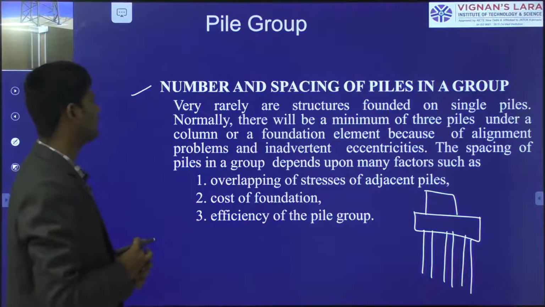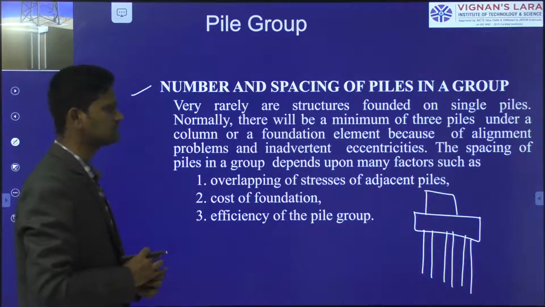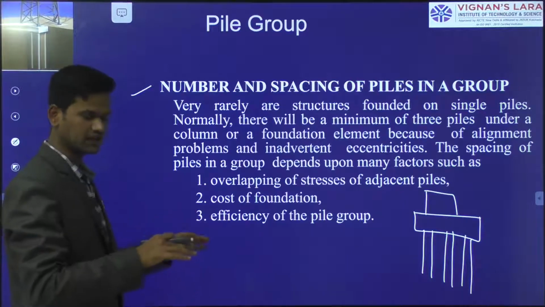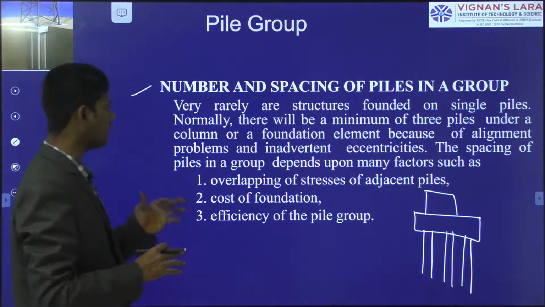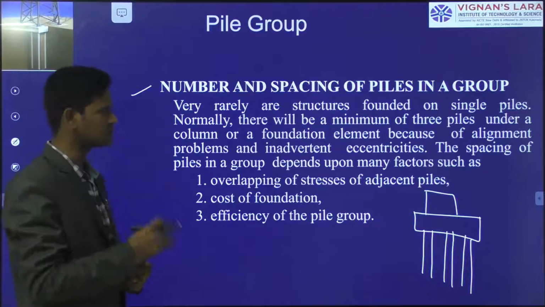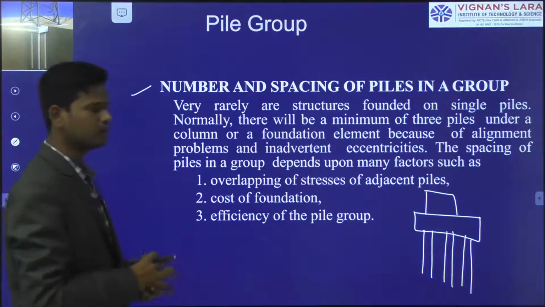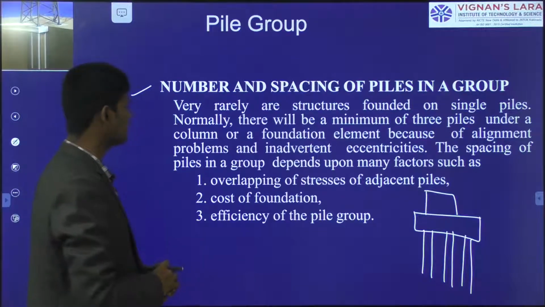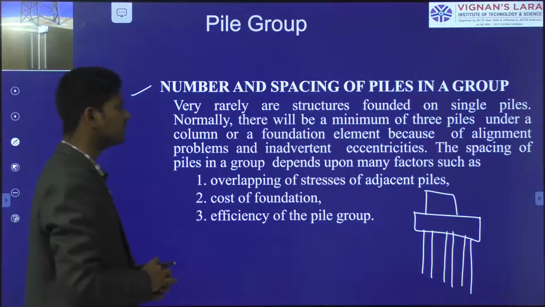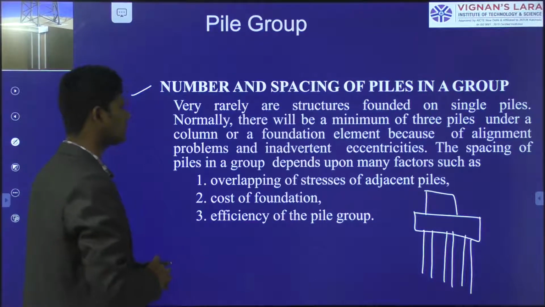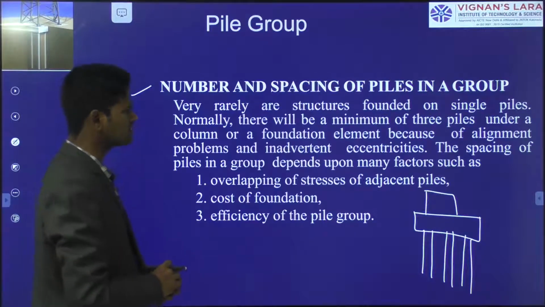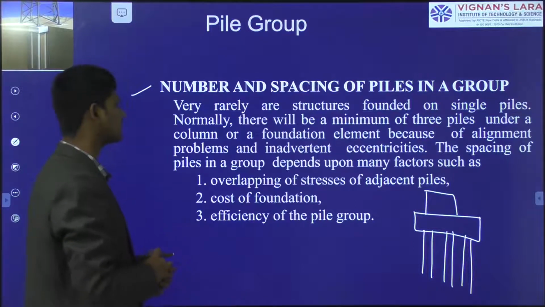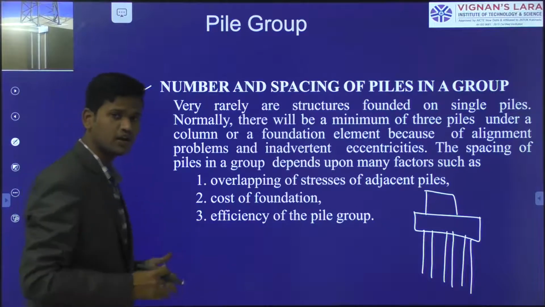If you come to the number and spacing of piles in a group, when you are providing a number of piles, how many piles and what spacing you can provide for the individual pile spacing. Very rarely are structures founded on a single pile. Normally there will be a minimum of 3 piles under a column or foundation element, because of alignment problems and eccentricities. The spacing of the piles in a group depends upon the following factors.